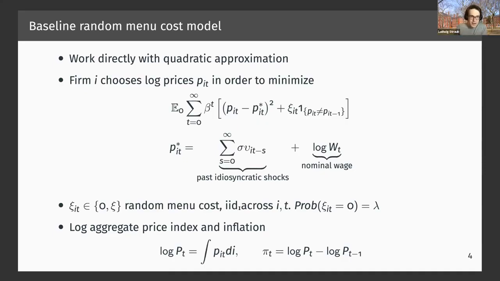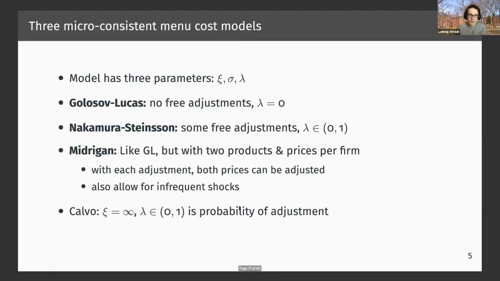And this relationship is what we're going to use in a second to actually compute the Phillips curve. Now, before I go there, let me spend one slide to tell you what kind of models are nested here, or almost nested. So a Golosov-Lucas model, for example, is nested here because it is a special case of this model where there are no free adjustments, and whenever you want to adjust, you have to pay a menu cost. The Nakamura-Steinsson Calvo-plus model corresponds to having some share of free adjustments, lambda, that's somewhere between 0 and 1.